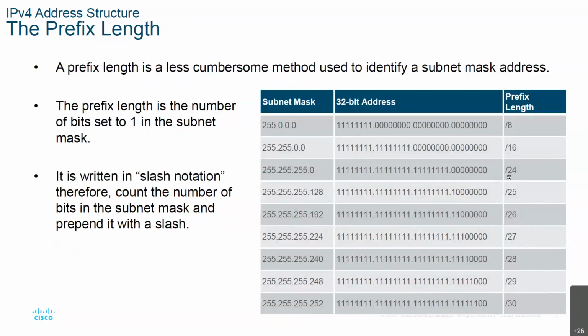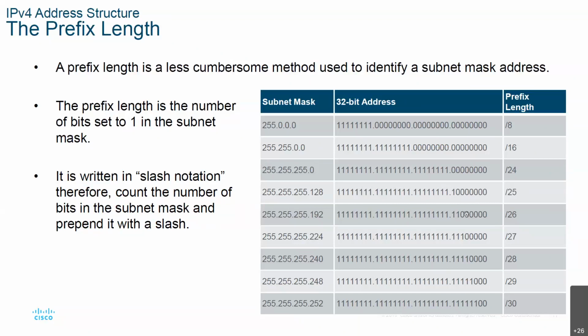Now, sometimes what you can do, you can go one step and borrow 1 bit from the host portion. Like here is 24. I take 1 bit from the host portion, and now my network is 25. You see how many ones I have? 24 plus 1. So the network is 25, and my host portion is not 8 anymore, just 7. Just count: 1, 2, 3, 4, 5, 6, 7. Only 7.